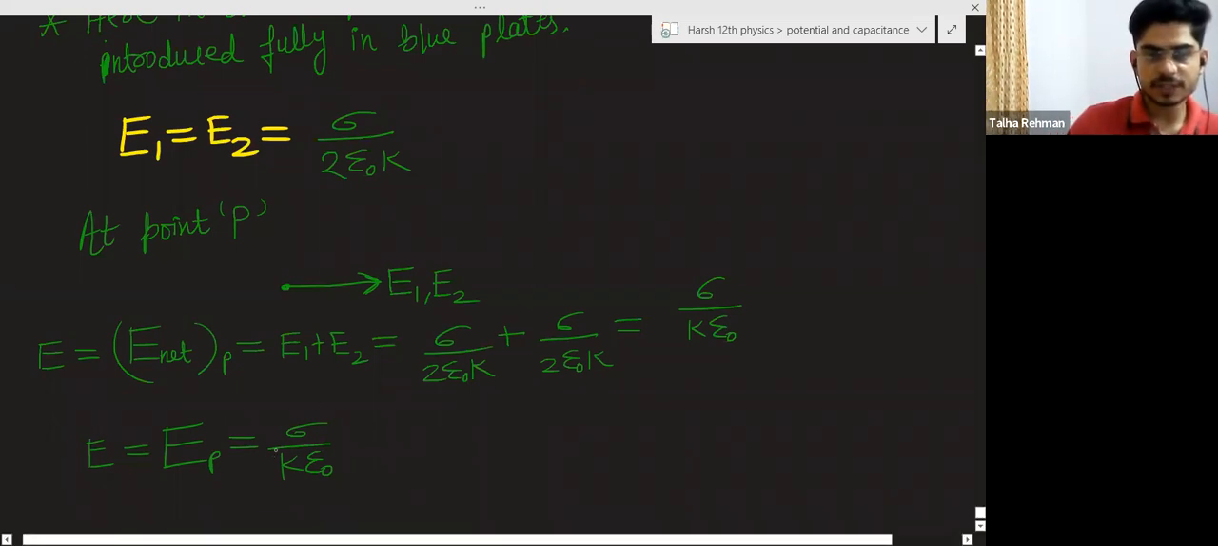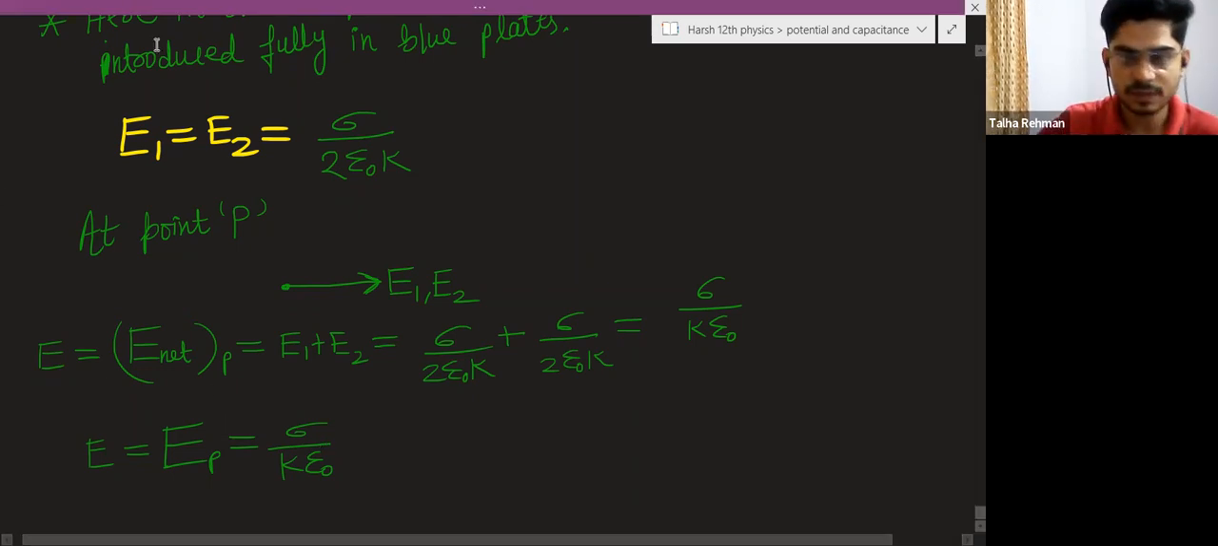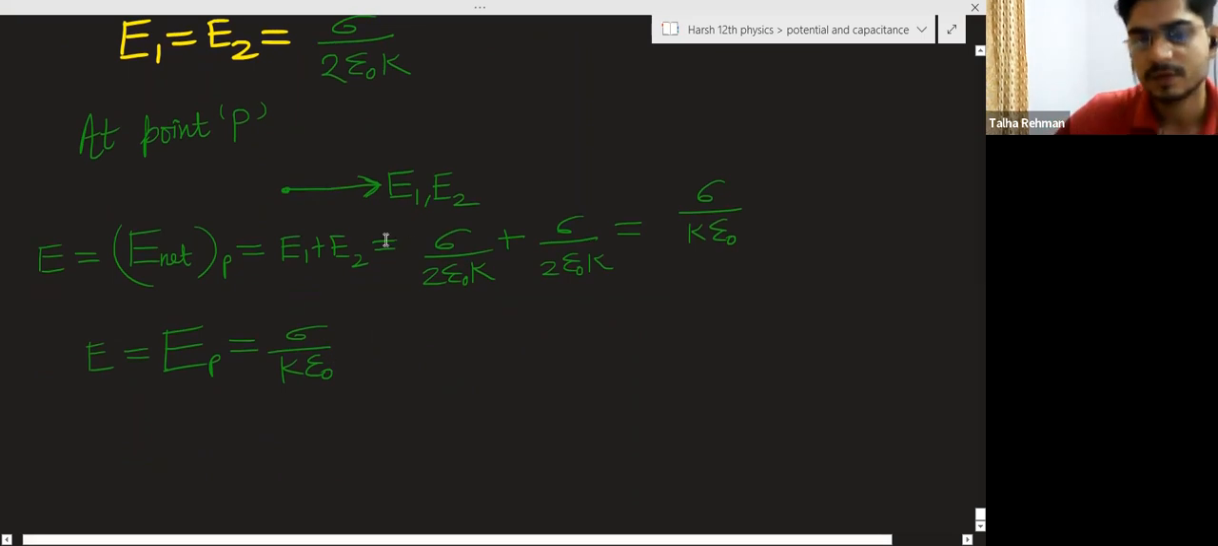There is only one change. Now there is only one new term, k, which is the dielectric constant. Earlier the electric field was sigma by epsilon naught. Now the electric field is sigma by k epsilon naught. It means the electric field is divided by k in this case.